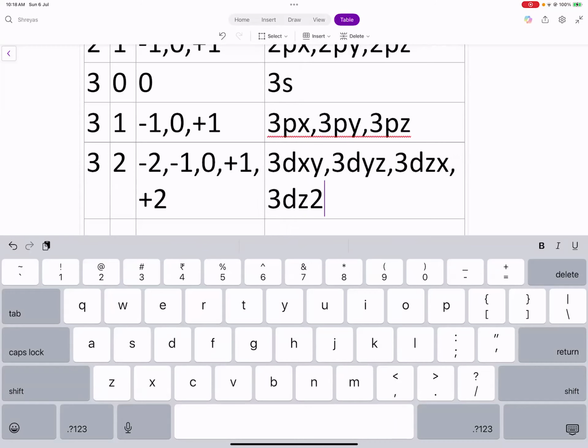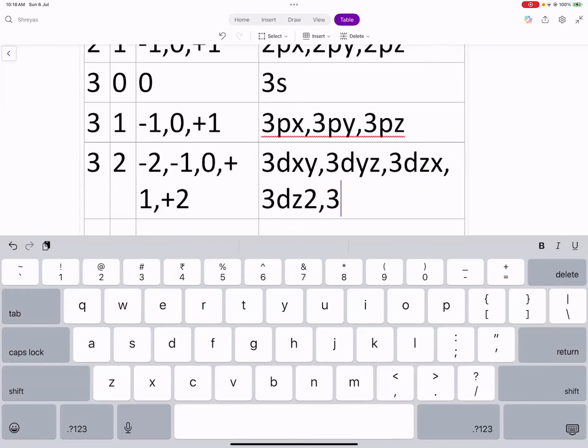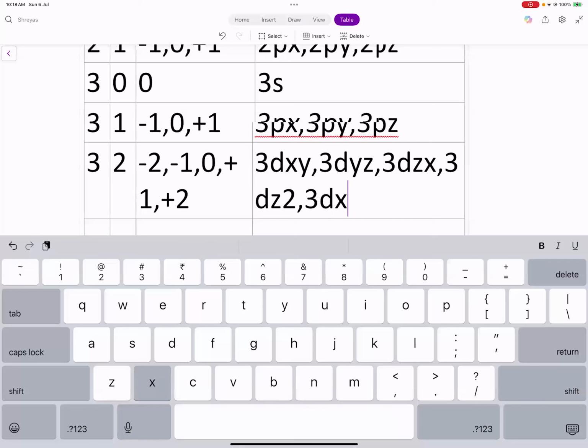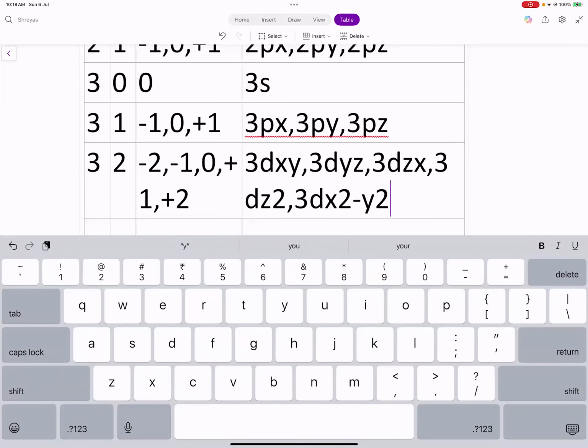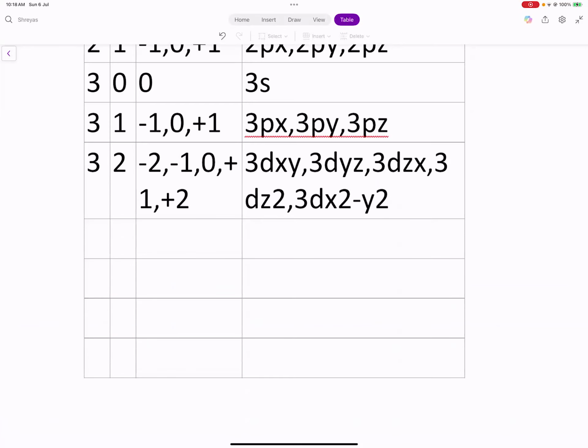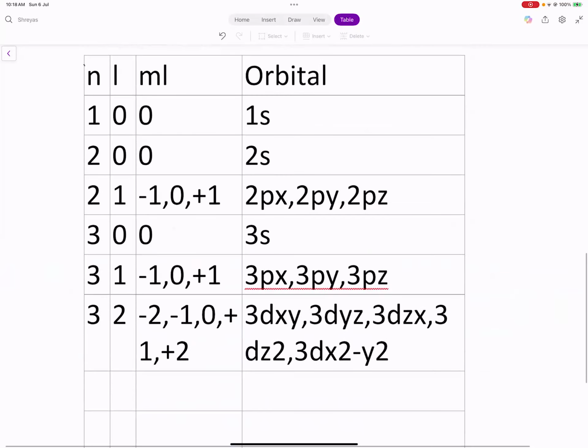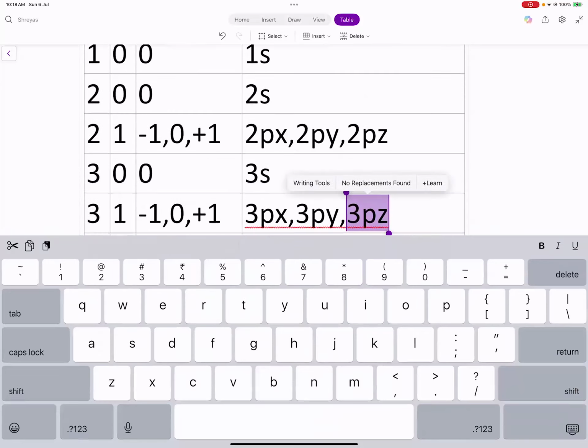Great. Yeah, I will never make a table now. 3dx square minus y square. Because it's like, no way. Anyways, even Google is much better than this. Learn this, learn.